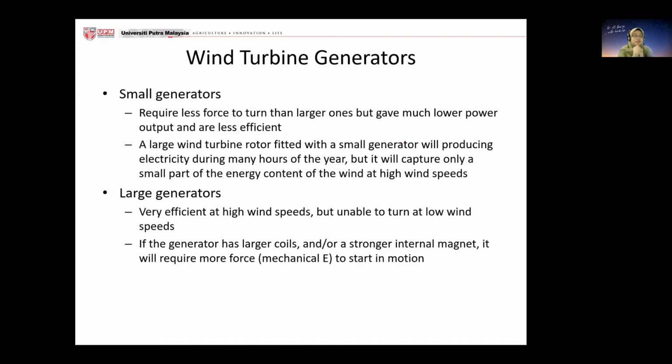So if a large wind turbine is fitted with a small generator, it will produce electricity during many hours of the year, because you only need a low wind speed to turn the turbine. However, it can only capture a small part of the energy content of the wind at high wind speeds.